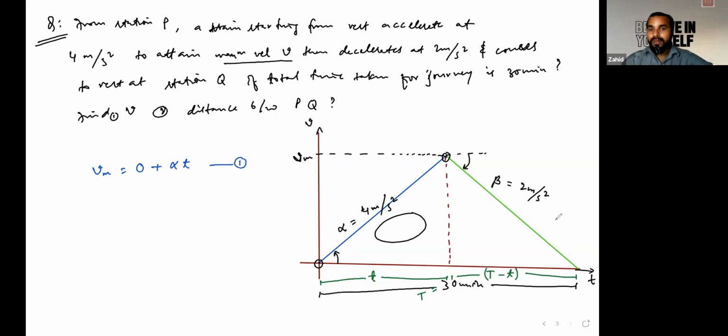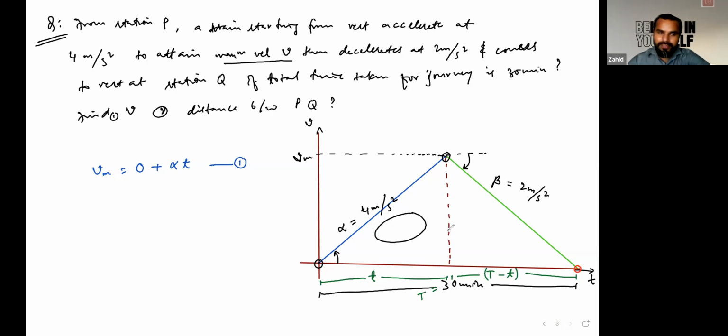Now for the next part, while decelerating from this point to this point, what is the initial velocity and what is the final velocity for this green line? The train has finally stopped at station Q, so the final velocity would be 0. Good. And the initial velocity would be nothing but V max.